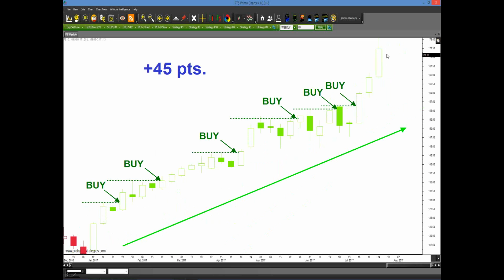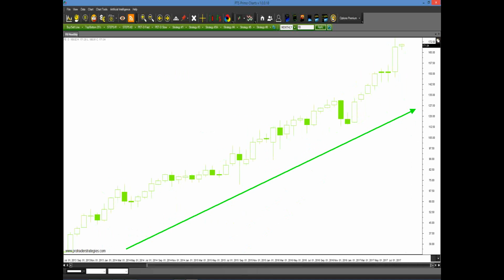What if you wanted to go out even further on a monthly time frame? Well, let's look at a monthly chart. Same thing. We're looking back here at July of 2013. Okay, we're going back a good four, almost five years.